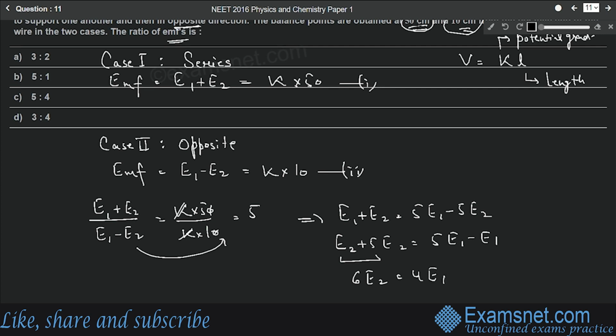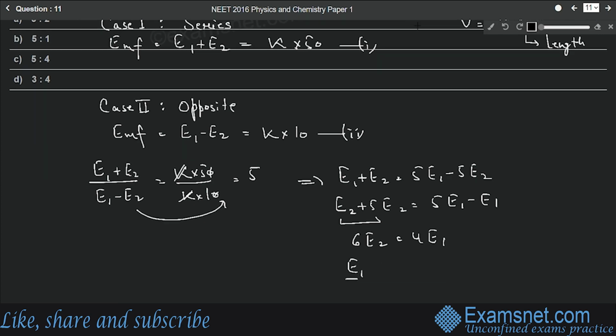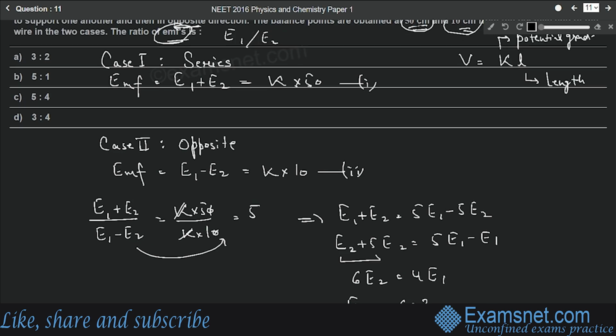And we have to find out the ratio of EMF, that means E1 by E2, right? So it's very simple now. E1 by E2 will be equal to 6 by 4. On solving this, we get 3 by 2. So this ratio will be equal to 3:2. In the first option only, we have 3:2. So this is the ratio of EMF, so option A will be the correct answer.